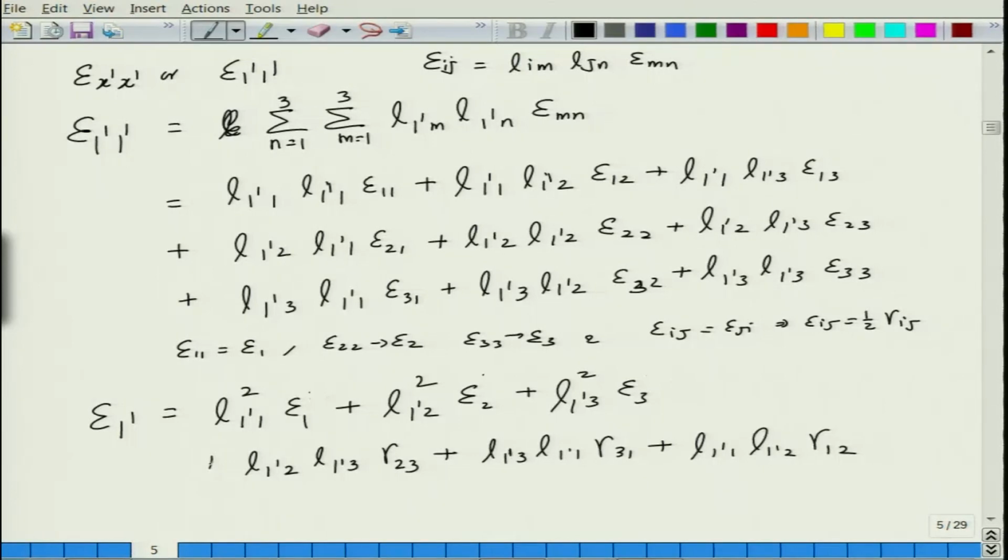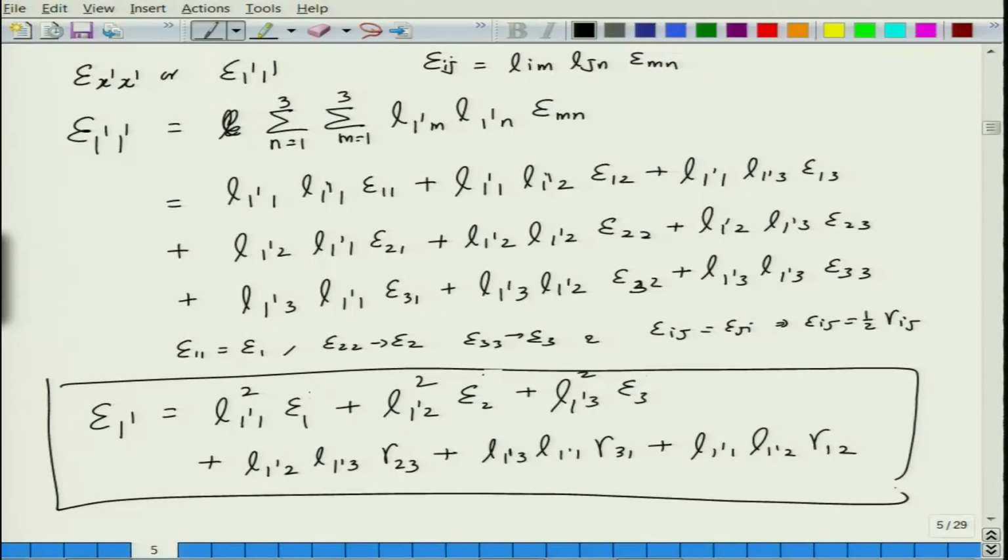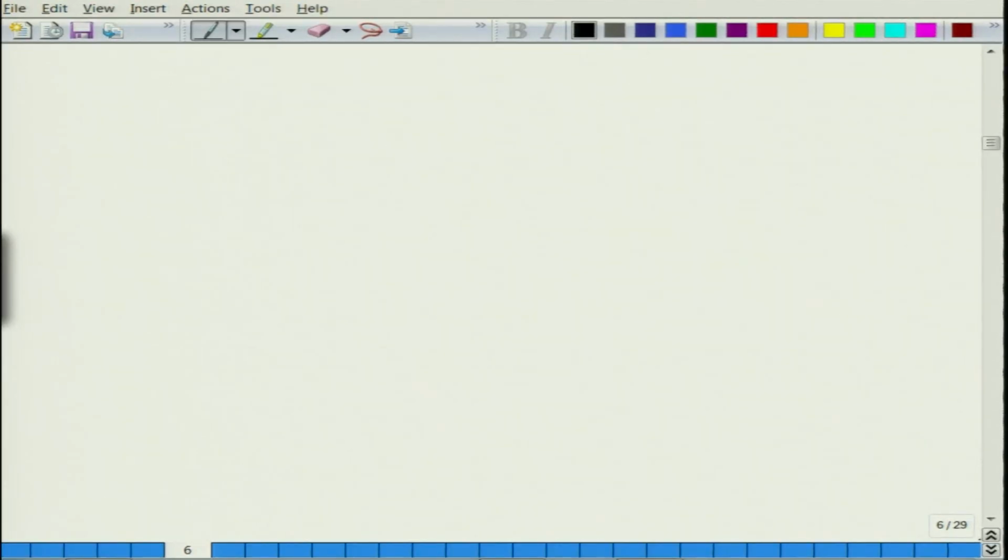Alright. So, this is the expression that we get for epsilon 1. Similarly, you can do things for epsilon 2 2 prime and epsilon 3 3 prime. All the principal strains can be calculated in a similar manner. Now, let us say similarly if I want to work out epsilon ij, it could be epsilon x prime y prime, or let us say we do epsilon 1 prime 2 prime.